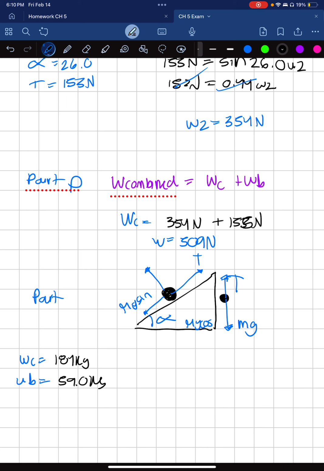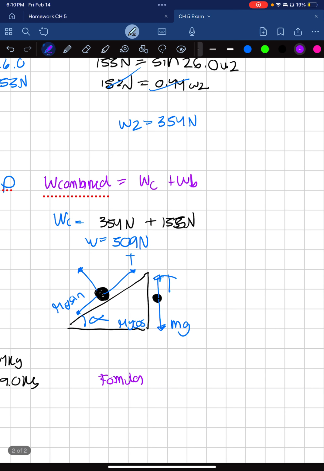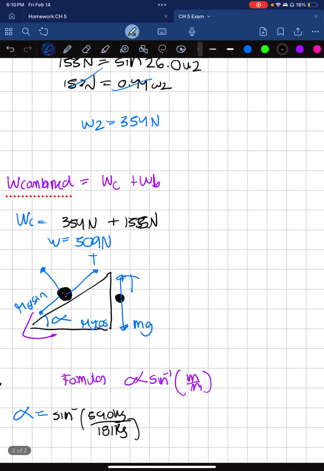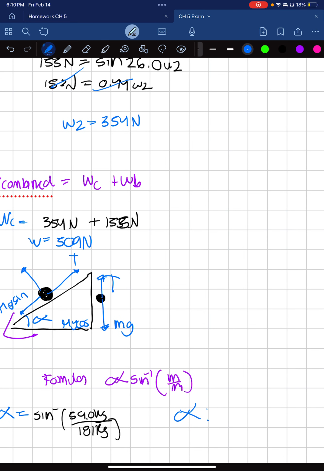So what we can do is use the formula to find the angle. We have used this formula all along over this chapter, so it's just the same formula. In this case, we're going to use sine because we use trigonometry, and that will be the one that we need to find. So let's do it with the two masses. Inverse sine of 59 kilograms over 181 kilograms, which will give us the answer, 19. The angle for this will be 19.